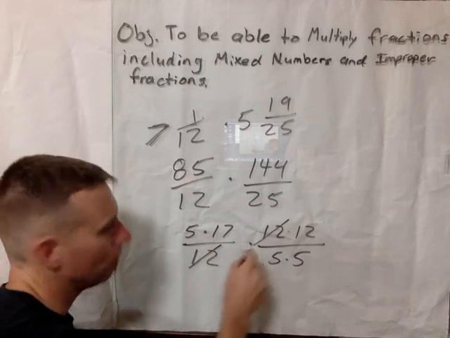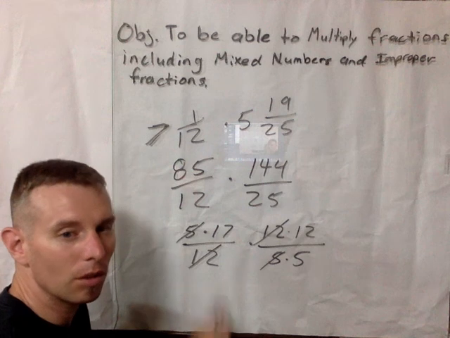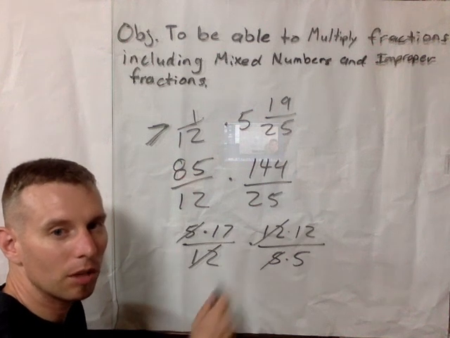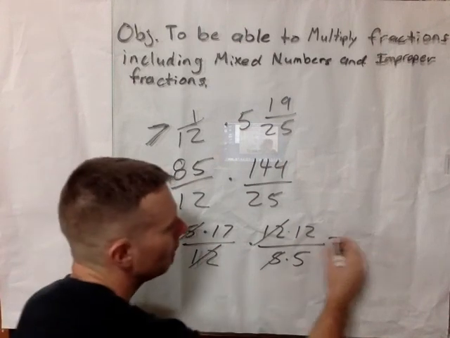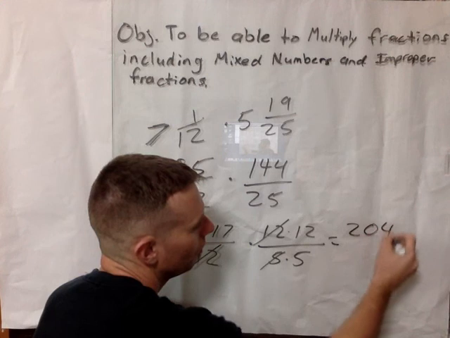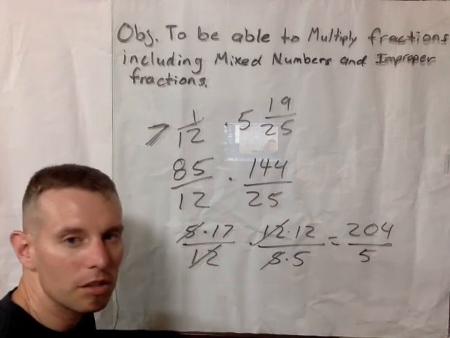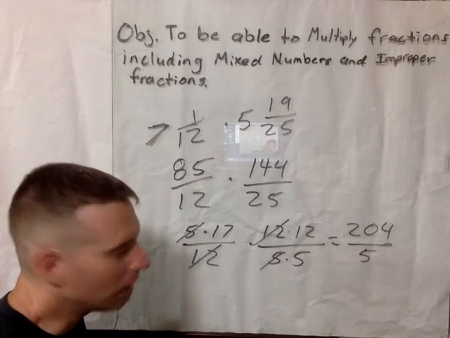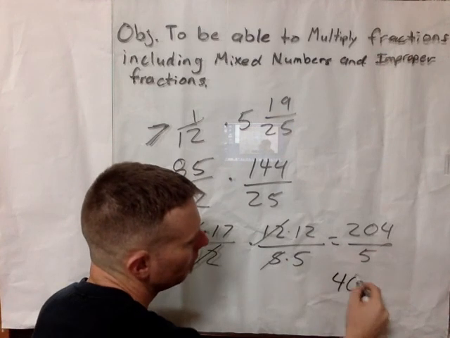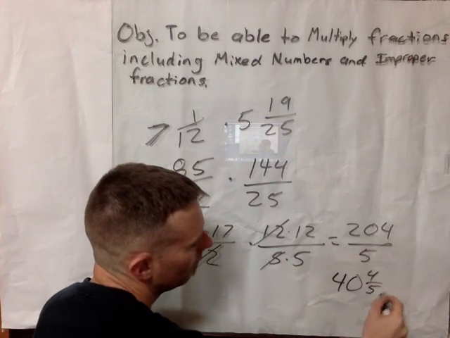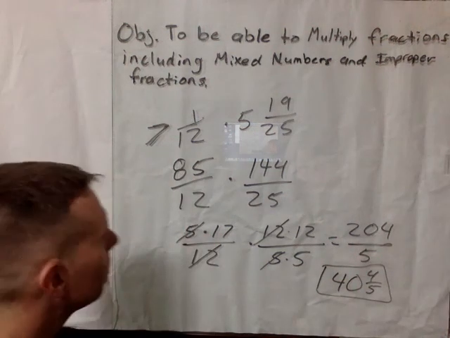We will cancel the 2 12s. We will cancel the 2 5s. You know, 1 5 on the top, 1 5 on the bottom, 1 12 on the bottom, 1 12 on the top. And we get 17 times 12. I already did that. It's 204. And we're left with only a 5 down here. And so 204 divided by 5 should be 40 and 4/5.